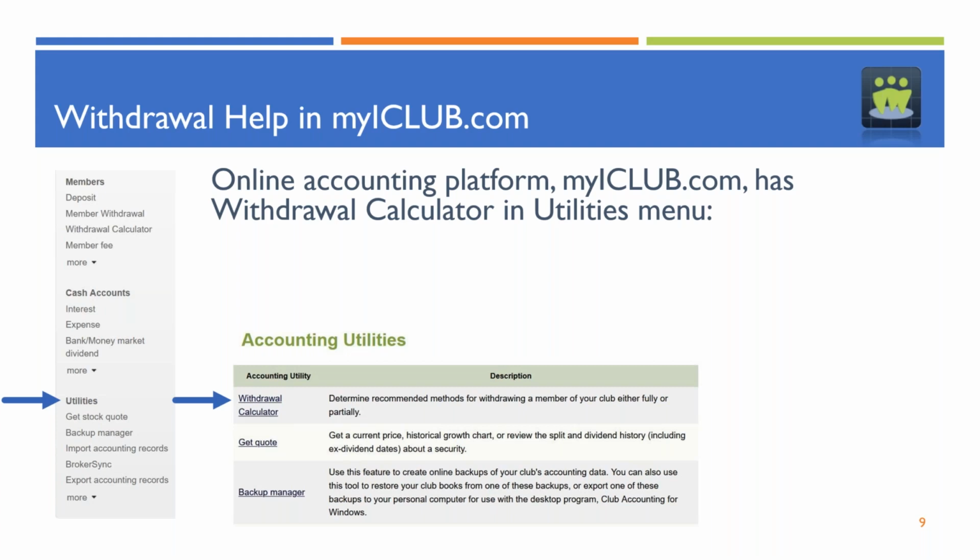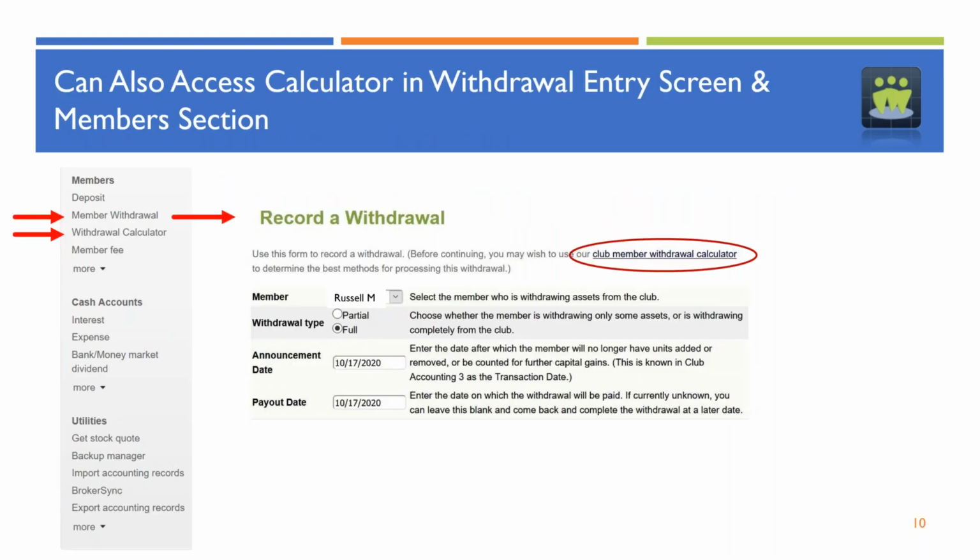Okay, there are other ways to access this withdrawal calculator. It's only available to the treasurer or an administrator. And that's the next one. It's in the member withdrawal screen. You click on the member withdrawal or the member withdrawal calculator. In the withdrawal entry, you'll see in the red oval here, there's another link to the withdrawal calculator.